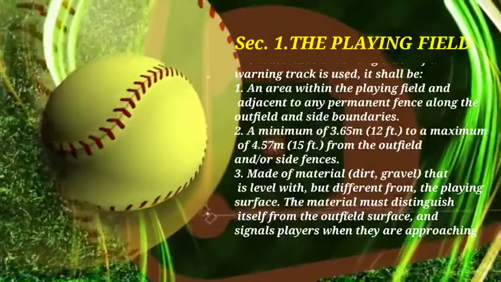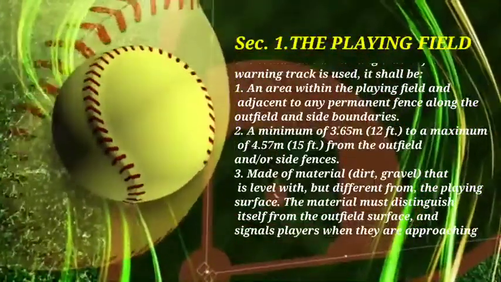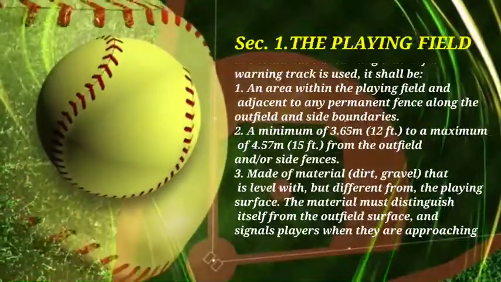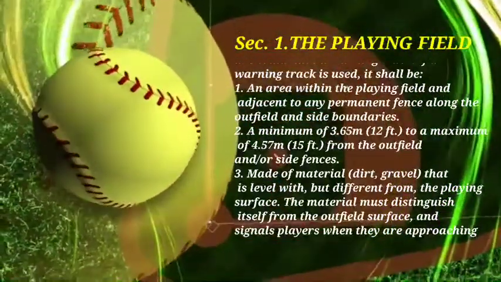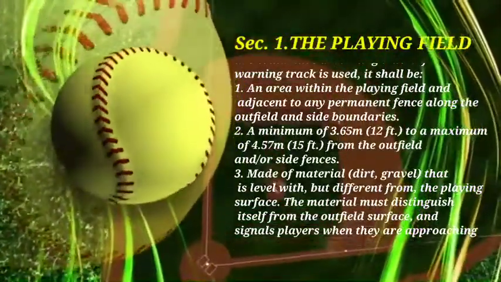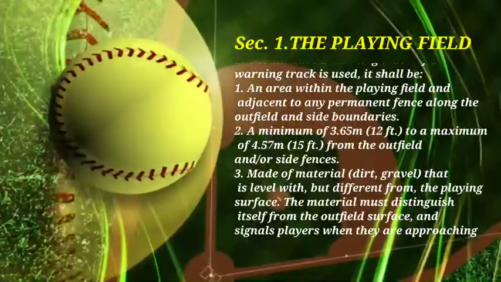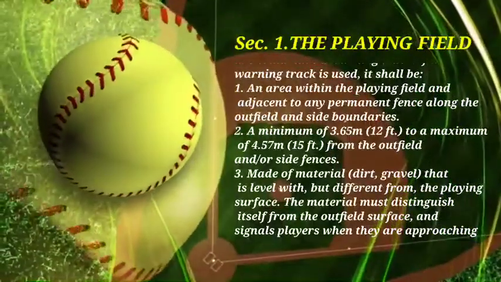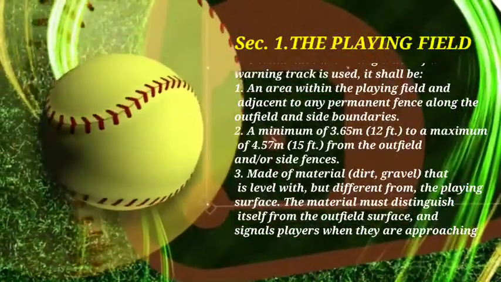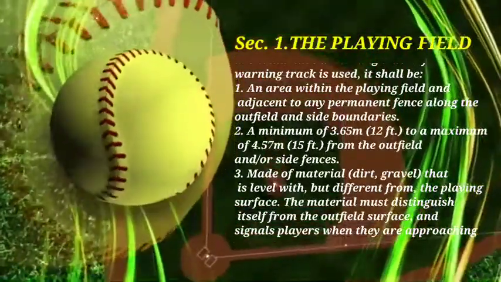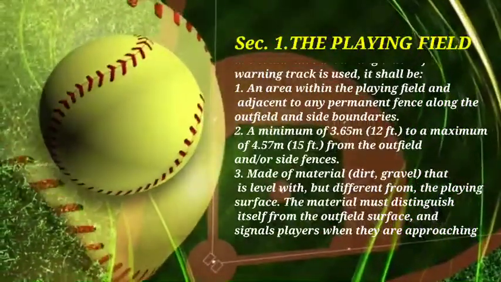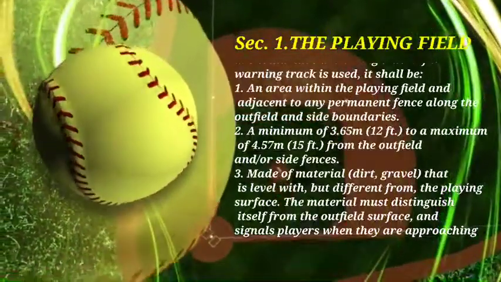D. It shall have a warning track. It shall be 1. An area within the playing field and adjacent to any permanent fence along the outfield and side boundaries. 2. A minimum of 3.65 meters, 12 feet, to a maximum of 4.57 meters, 15 feet, from the outfield and or side fence. 3. Made of materials, dirt or gravel, that is level with but different from the playing surface. The material must distinguish itself from the outfield surface and signal players when they are approaching.